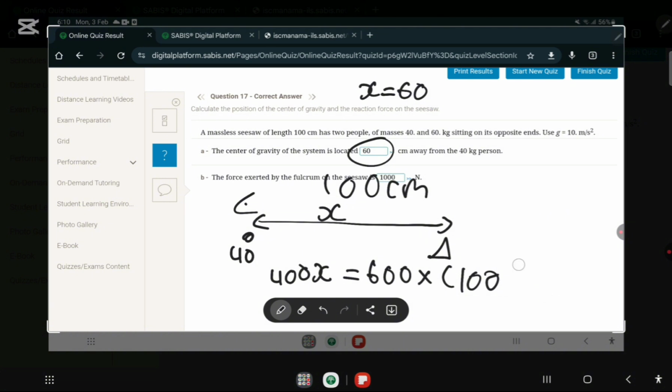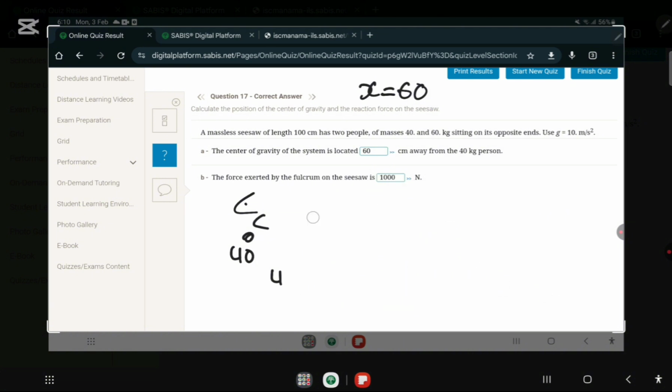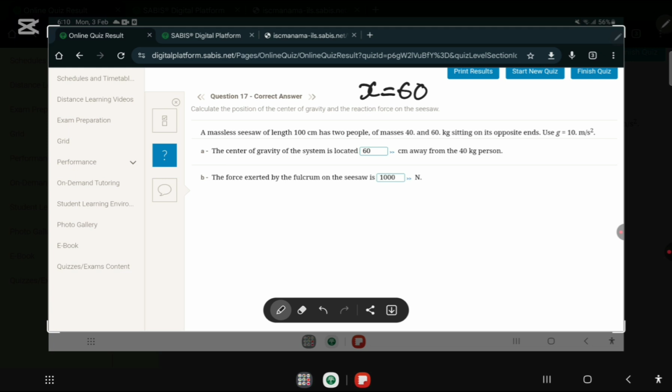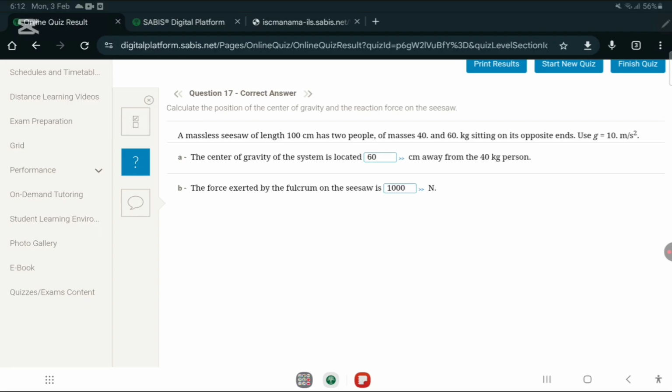And as we said, since it's at equilibrium, the force exerted upwards is going to be equal to the force exerted downwards, okay? So here we said the weight was 600 plus 400, which is 1,000 newtons. Okay? Easy. Let's go to the final question.